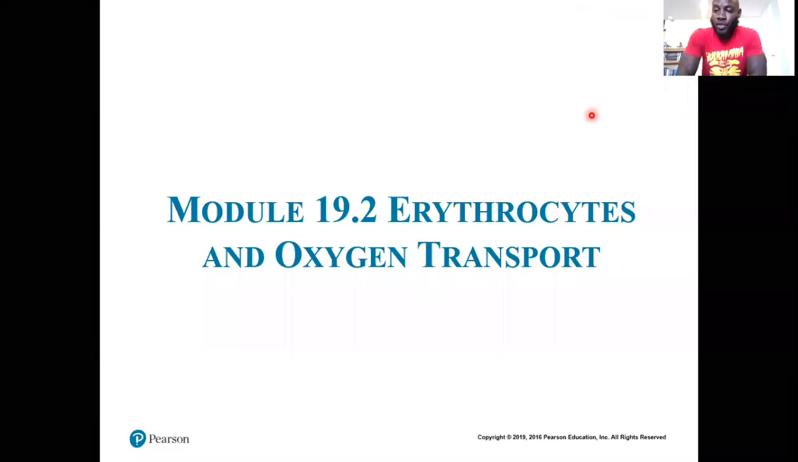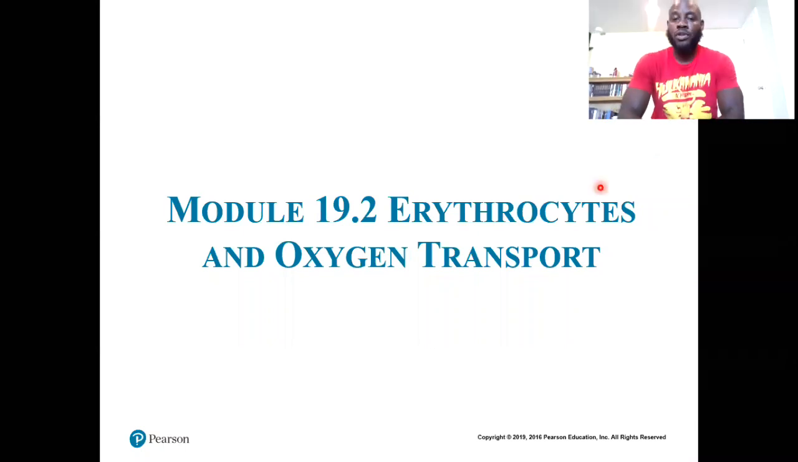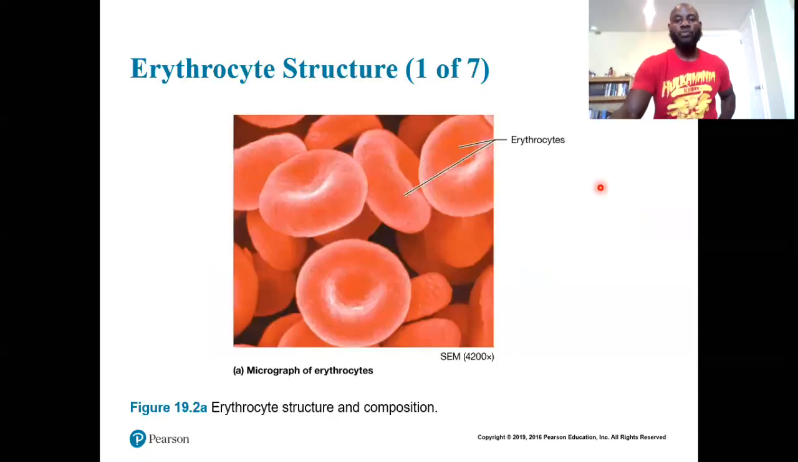So continuing on with part two of chapter 19, we've talked about the composition of blood, and now we're going to get into more detail into the erythrocytes, the red blood cells, the 44% of your blood volume. Okay? All right.